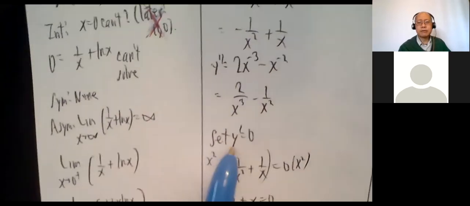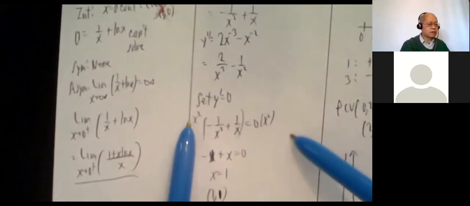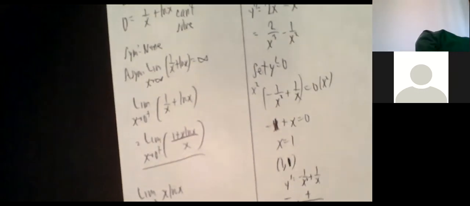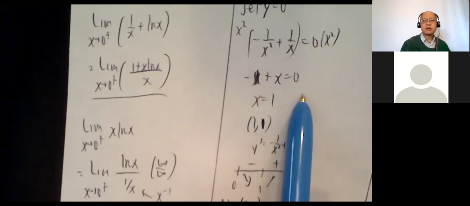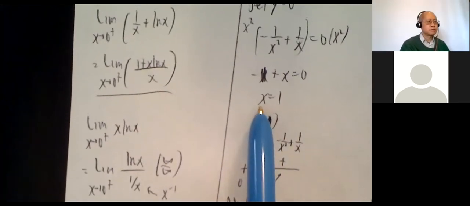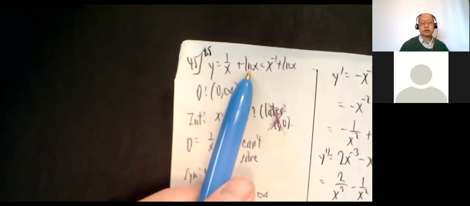Okay, so set y prime equal to 0. There was my y prime: negative 1 over x squared plus 1 over x equals 0. Multiply both sides by x squared to make it nicer. So after doing that, I get negative 1 plus x equals 0, or x equals 1. Okay, plug in 1 to the original. 1 over 1 plus natural log of 1. Natural log of 1 is 0. So I have 1 comma 1.